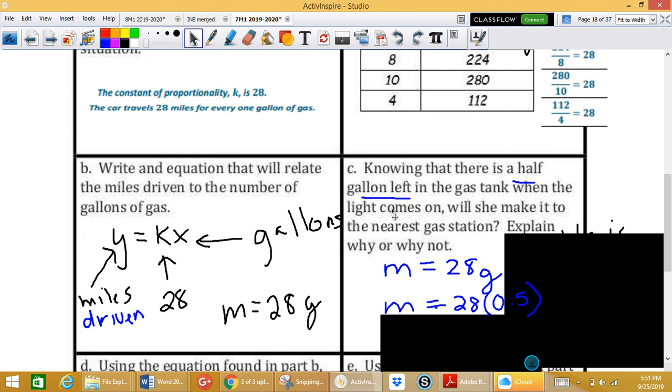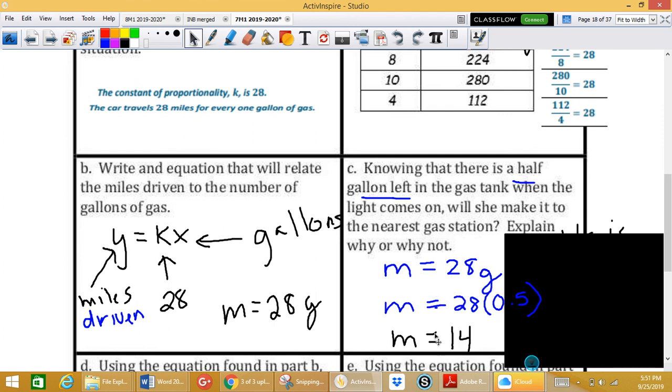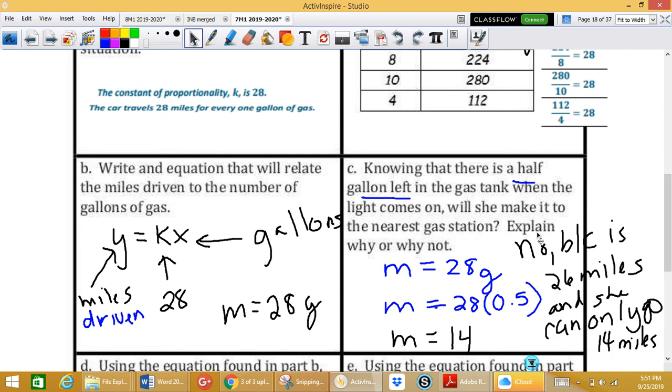So knowing that there's a half gallon of gas left when the light comes on, will she make it to the nearest gas station? So a half a gallon needs to go in for the G. So I'm going to have M equals 28G, M equals 28 times 0.5, the half gallon. So that's going to be 14. So since the gas station is 26 miles away, no, because it's 26 miles away and she can only go 14 miles.